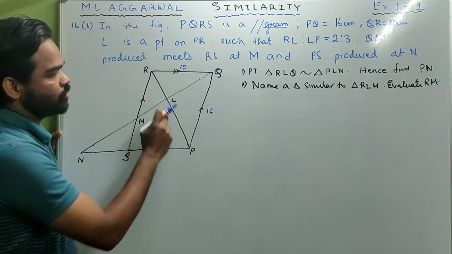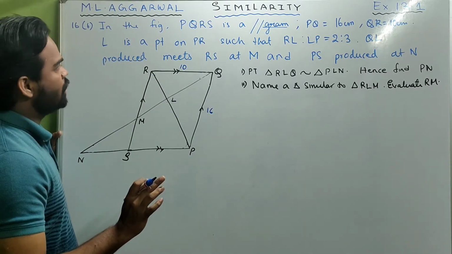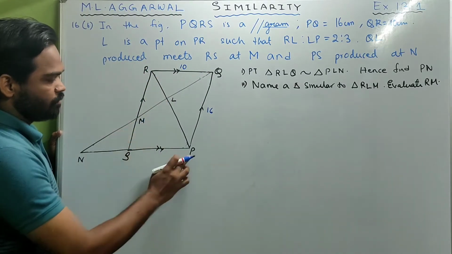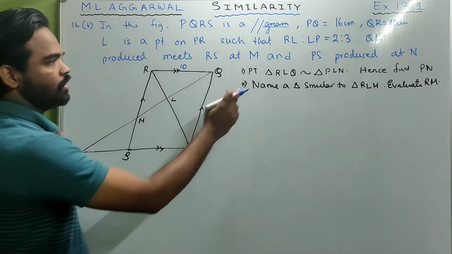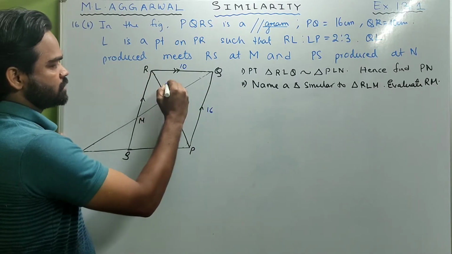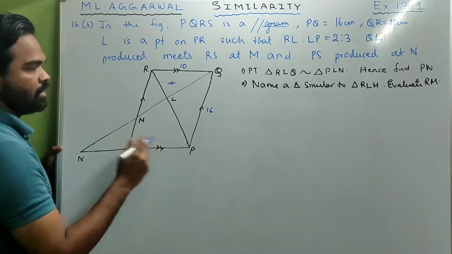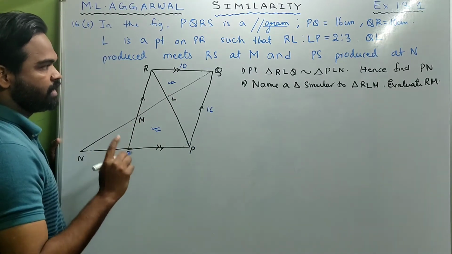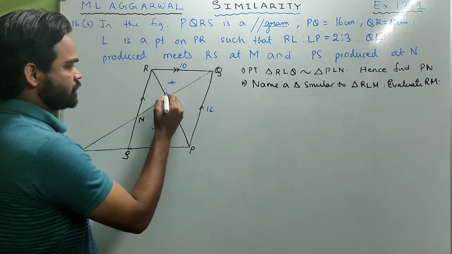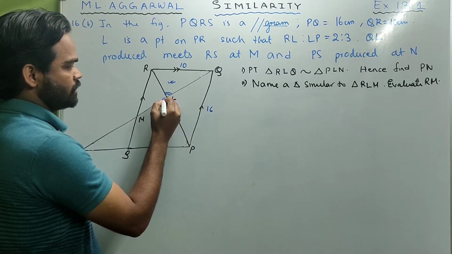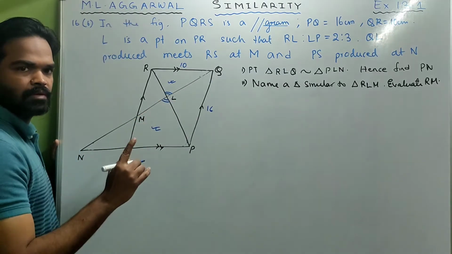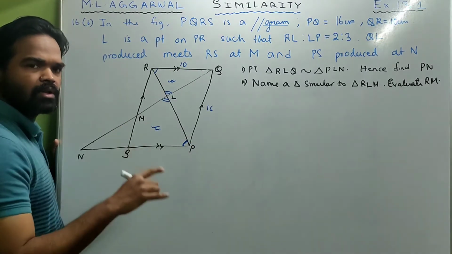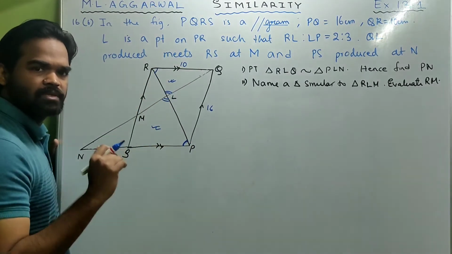Such that RL to LP is given as 2:3. QL produced meets RS at M and PS produced at N. First thing they have told us, prove that RLQ, which means this triangle, and PLN, this triangle, are similar, hence find PN. Pretty easy. First of all, see, this angle and this angle are equal, vertically opposite angle. This angle and this angle are equal, alternate angle. So these two triangles are similar, isn't it?